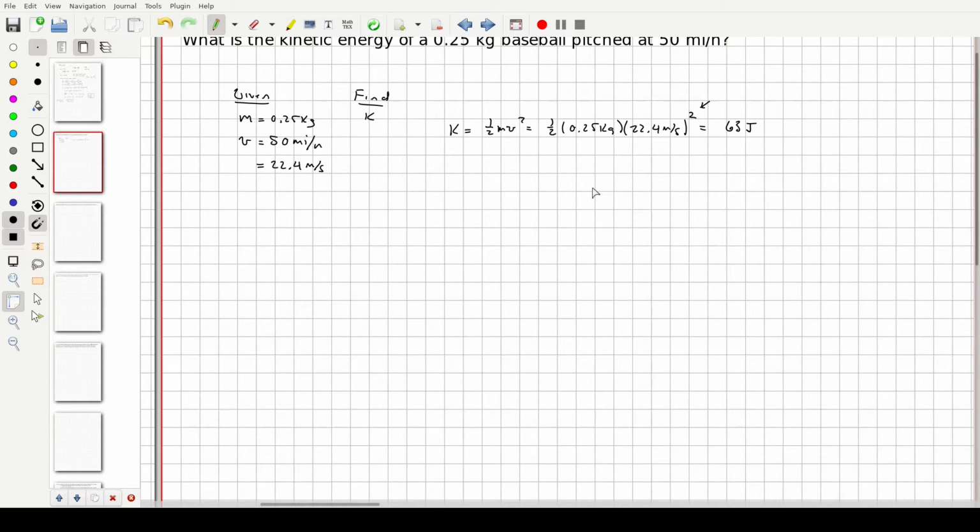Well, check this out. So you have a kilogram here. You have meters squared over seconds squared. Now we know acceleration is meters per second squared. So if I pulled one of these meters out, I'd have kilograms times meters per second squared, which is a Newton. A Newton times a meter is a joule. Okay, so it is a joule.